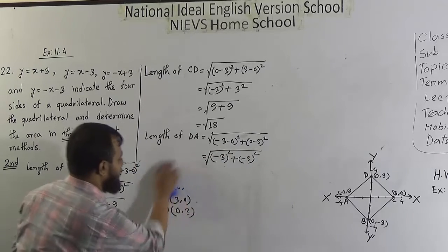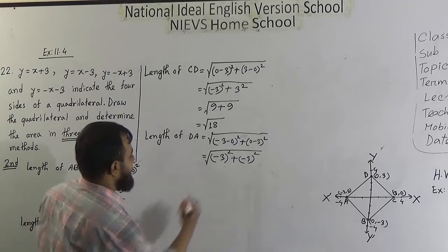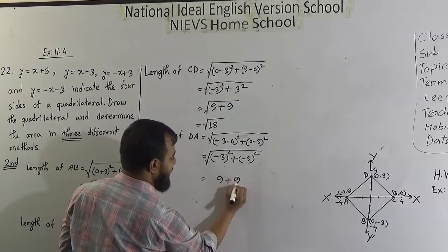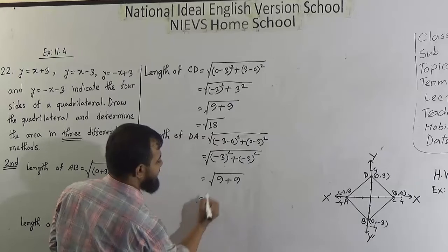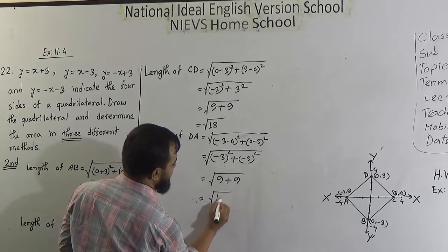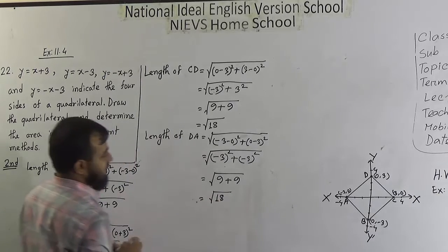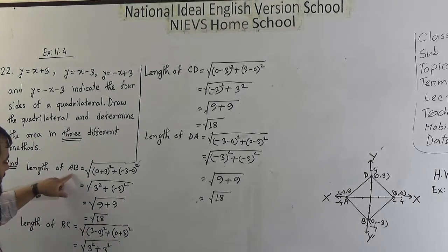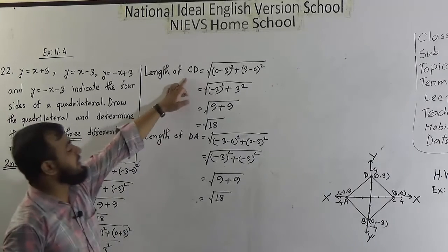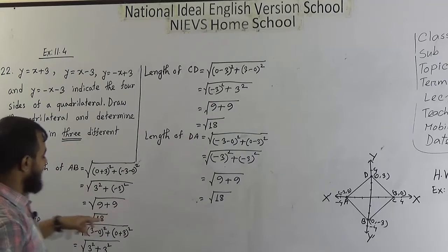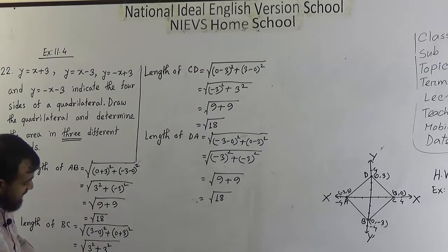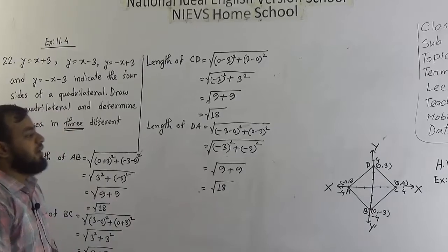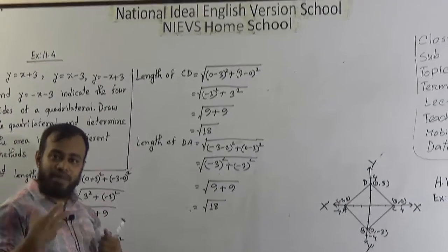Now it's a simple calculation, dear students. Minus 3 square means 9 plus minus 3 square means 9 whole to the power root. It's 9 plus 9 again is 18. Square root of 18 is the length of DA also. That means, my dear students, all the lengths are equal to each other. AB, BC, CD, DA, all the lengths are square root of 18. So we can say that this quadrilateral may be rhombus or maybe a square.